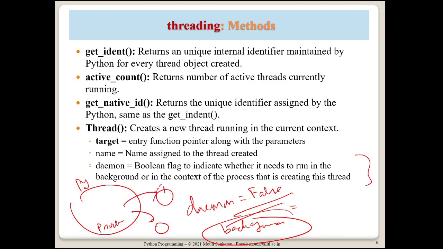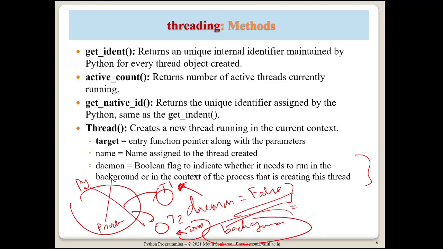Suppose this thread is T1, this is T2. When I'm creating the thread T1, I make daemon false, whereas I make the thread T2 daemon true. Now what exactly it means is, when this process dies, when I close the interpreter itself, if I have made daemon false, that thread will be killed.